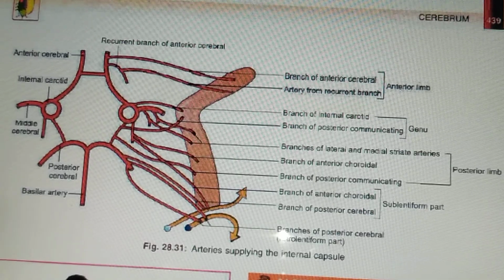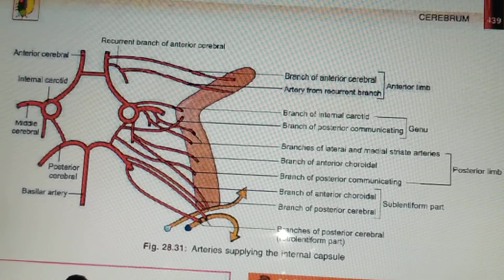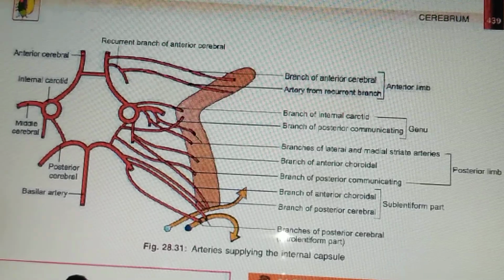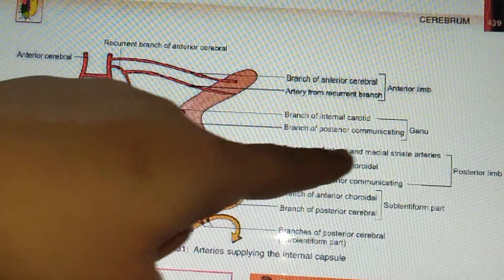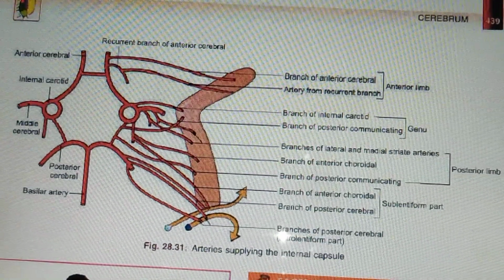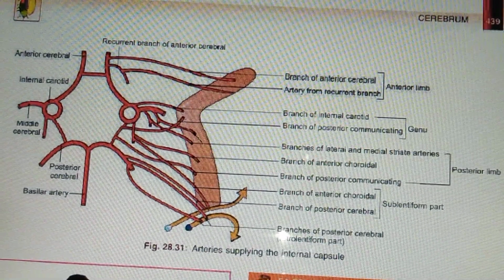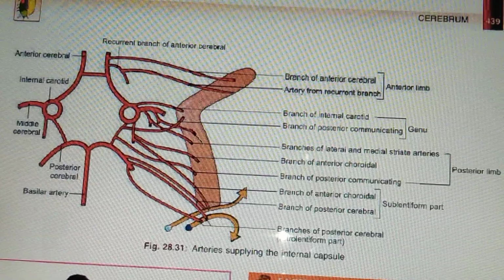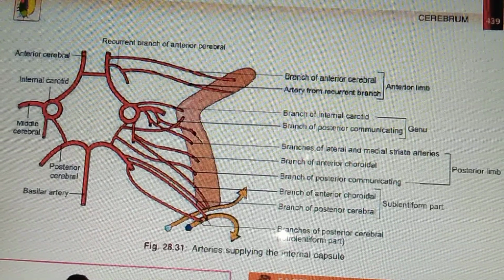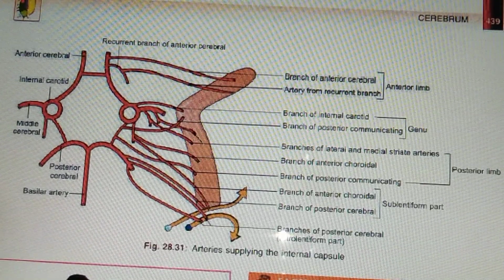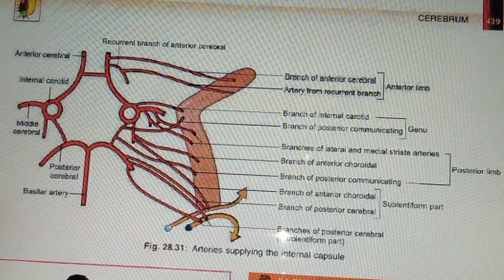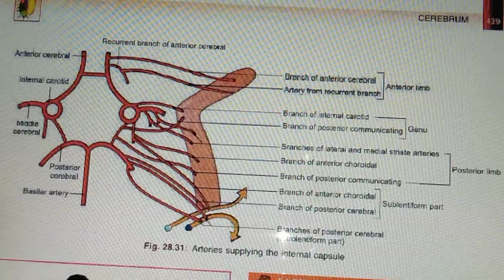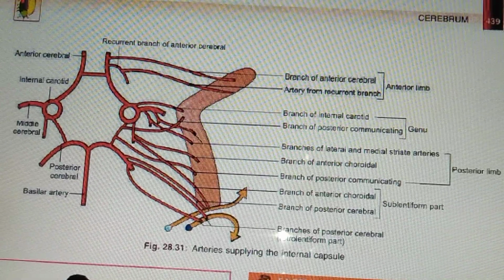They are usually vascular, due to involvement of the medial and the lateral striate branches of the middle cerebral artery. Which branches are involved mainly? The medial and the lateral striate arteries, supplying the posterior limb. They give rise to hemiplegia on the opposite half of the body, including the face. It is an upper motor neuron type of paralysis. The larger lateral striate artery is also called the Charcot's artery of cerebral hemorrhage.